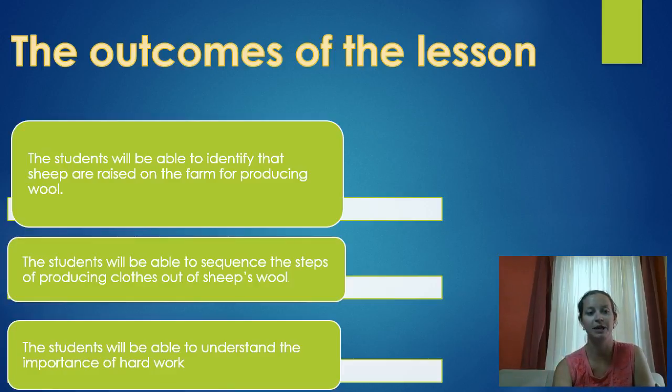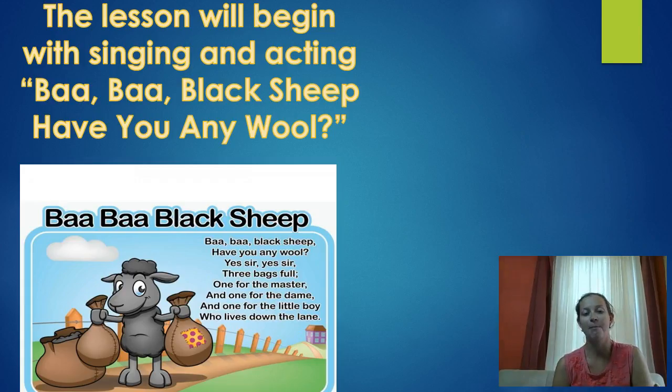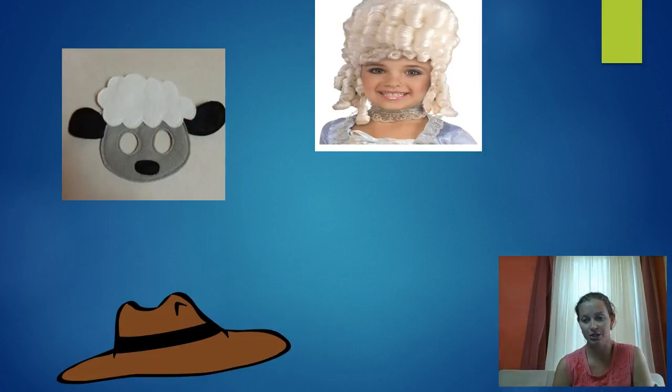The lesson will begin with the nursery rhyme, "Baa, baa, black sheep, have you any wool?" Children love such activities where they need to sing. We're not only going to sing the nursery rhyme, but we will act it out as well. I will use costumes for acting. I will have the mask for the sheep, the wig for the dame, the brown hat for the master, and we will have 3 bags.